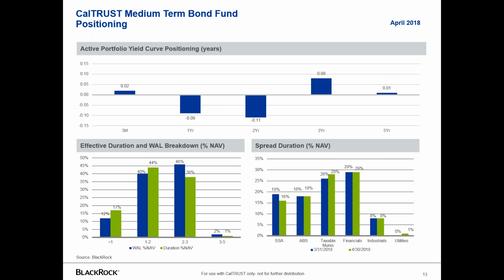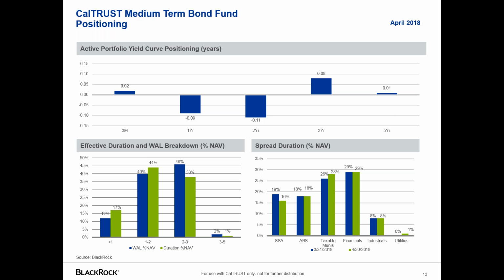Slide 13. Again, just to look at how the curve is positioning. Where we've added some of the overall duration, again, is in the 3-year part of the curve. The 3-year part of the curve looks a little bit more attractive relative to the 1 and 2-year part of the curve, to add a little bit more overall duration to the portfolio. We've done that. On the bottom left, seen a better example of the distribution of the weighted average lives and overall durations for the portfolio.